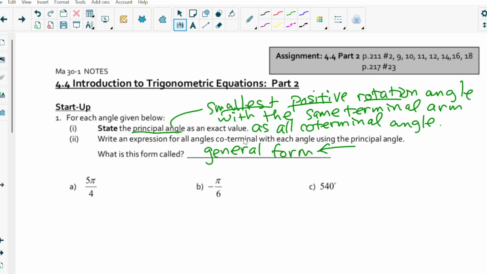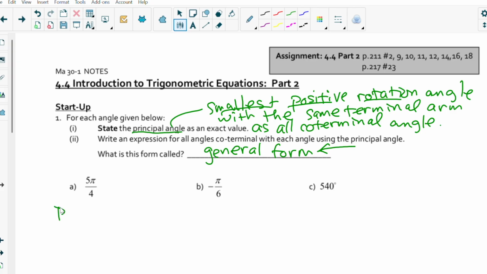Okay, 5 pi over 4. The smallest positive rotation angle with the same terminal arm as all the coterminal angles. So this one, if I add 2 pi or I subtract 2 pi, if I add 2 pi, the positive angle is too big, right? So if I subtract 2 pi, then that's going to make it a negative coterminal angle. So this is our principal angle.